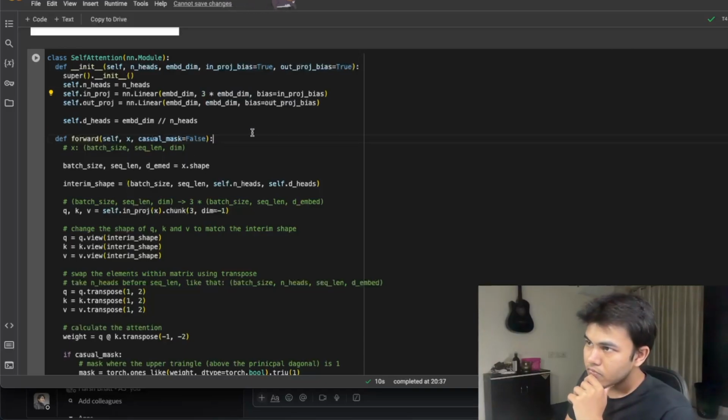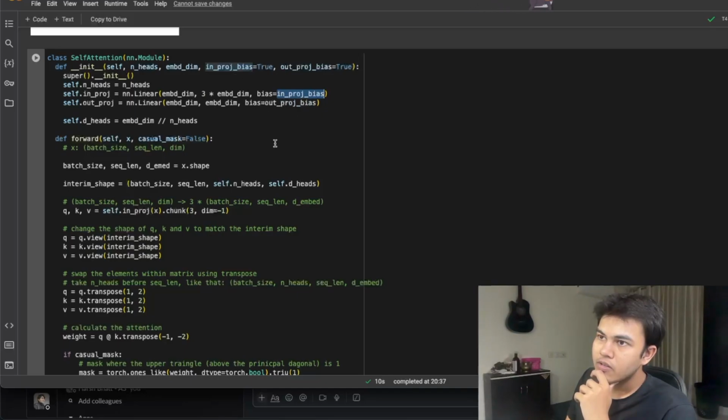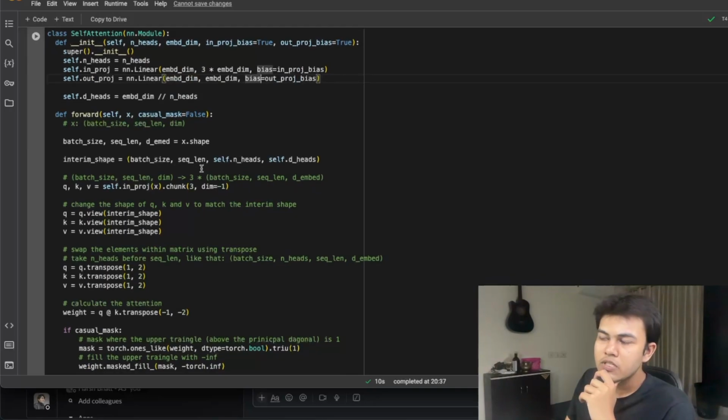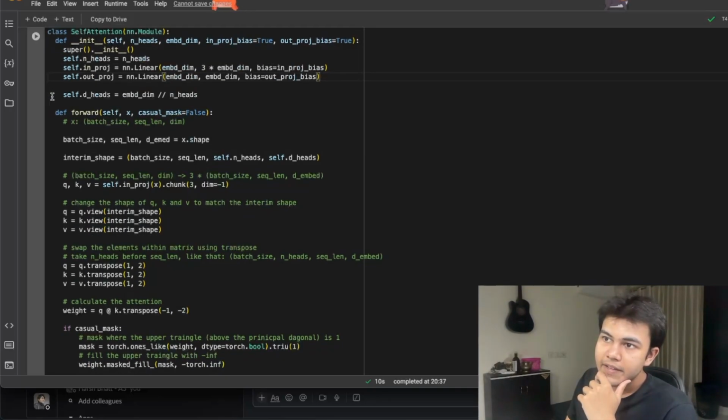Now, if you want bias, in projection bias is true here. And then the out projection, which is the output of this self-attention, goes from embedding dimension to embedding dimension, and the bias will be based on the argument, right? Then we have self.d_heads, which is the dimension of heads. The dimension of heads will be the embedding dimension divided by the number of heads we have.